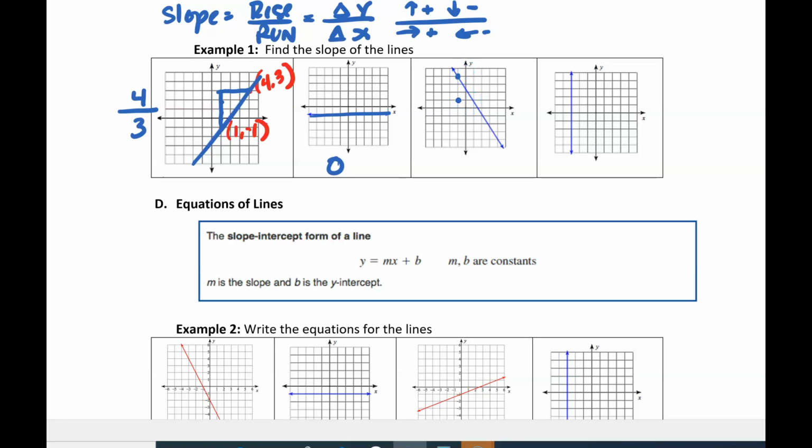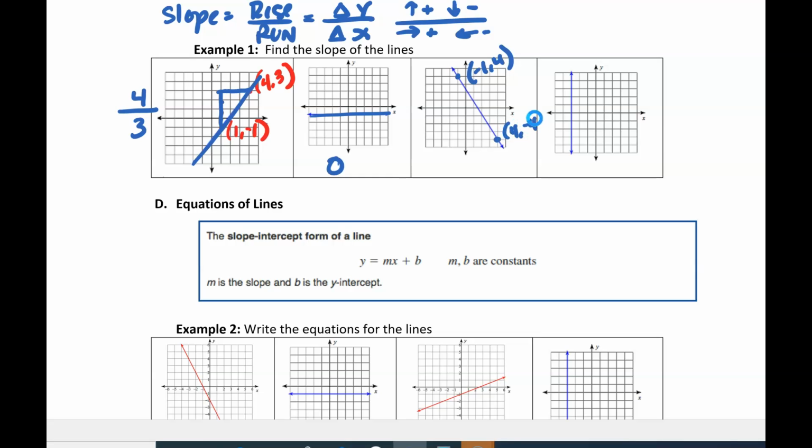So -1, 1, 2, 3, 4. So I got -1, 4. And then let's see. It's hard to sometimes get the exact, maybe like right there. Looks pretty good. 1, 2, 3, 4. 1, 2, 3, 4.